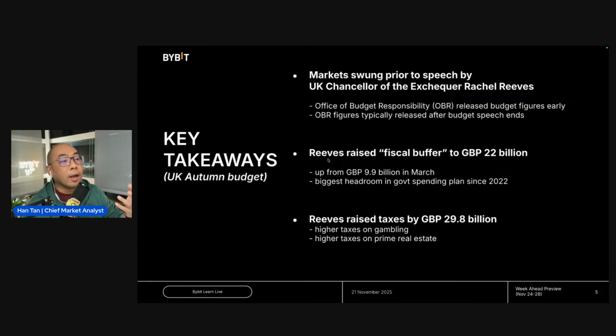Reeves has managed to raise the fiscal buffer or headroom to about 22 billion. That's more than double the 9.9 billion they had back in March of this year, and it's also the biggest they have had since 2022. All that means is that markets have greater confidence that at least the UK government is not being too reckless with its spending plans and taxing plans. They are being a bit more responsible, with a bigger headroom to spare.